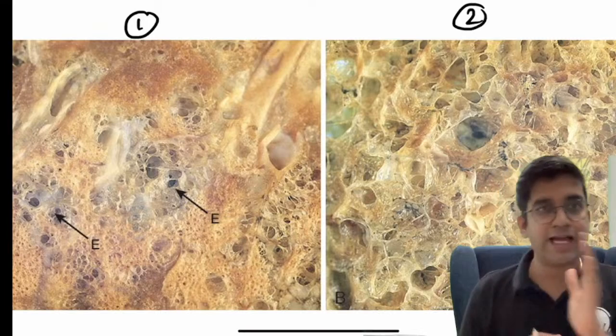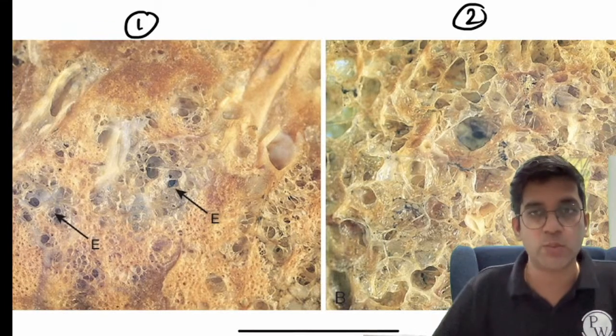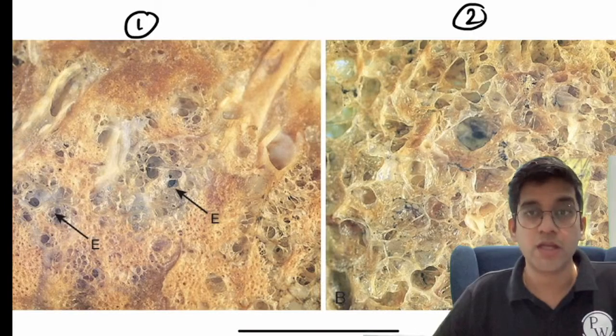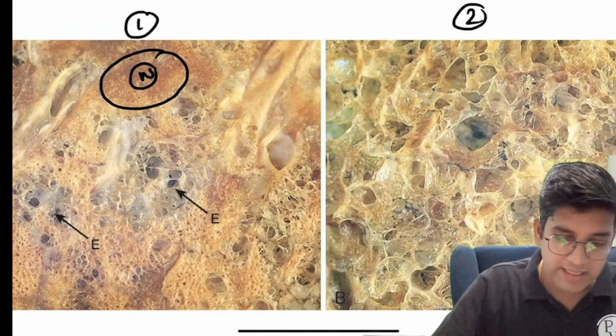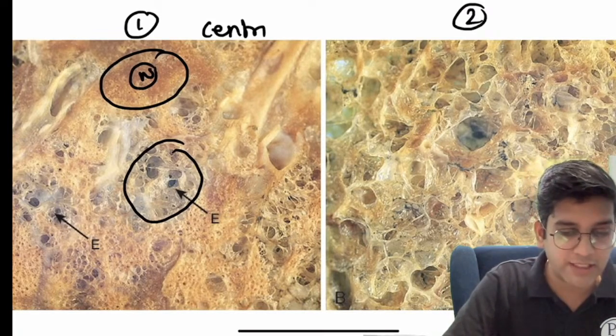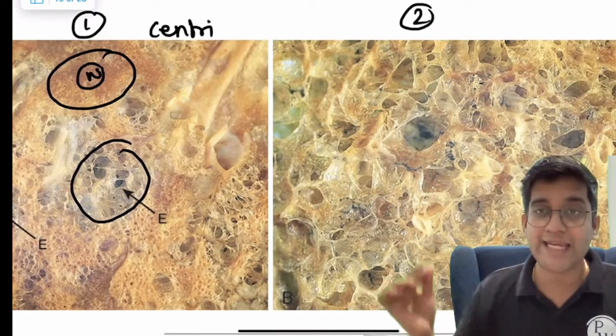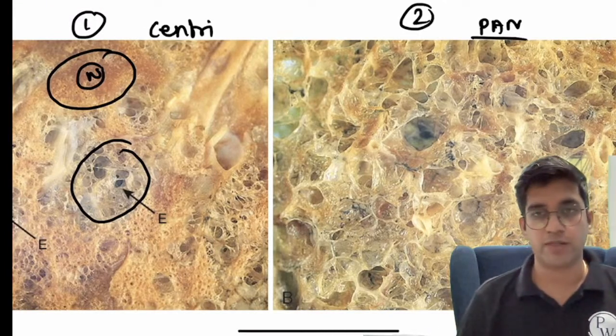Centriacinar will have both normal and abnormal areas. That's a clue here. And panacinar will have only abnormal areas. Perfect. First one is centriacinar, because I see both normal areas and areas marked as E, emphysematously dilated areas. That's your classical case of centriacinar emphysema. And the second one, which has only dilated alveoli, we call panacinar emphysema, right?